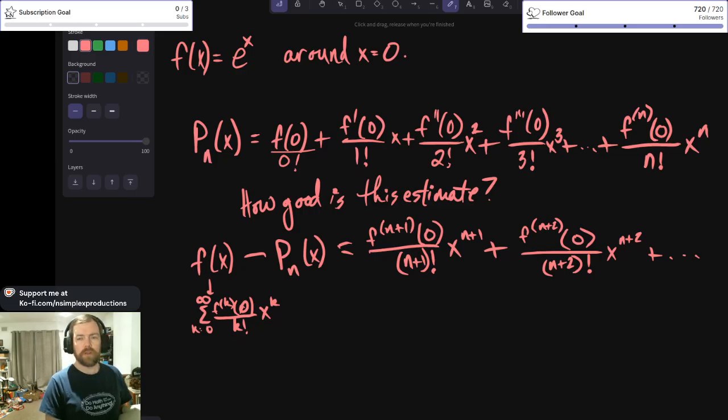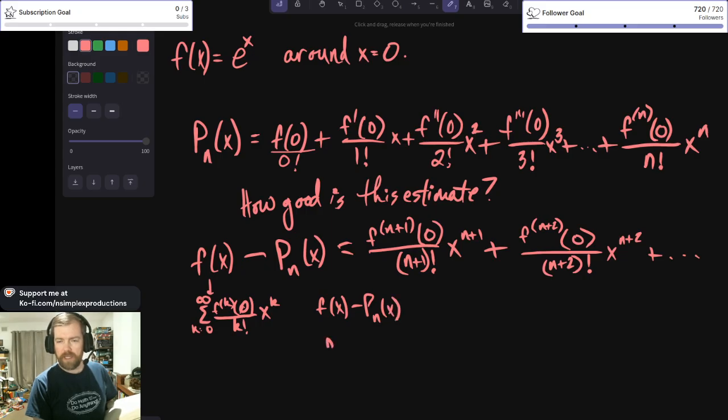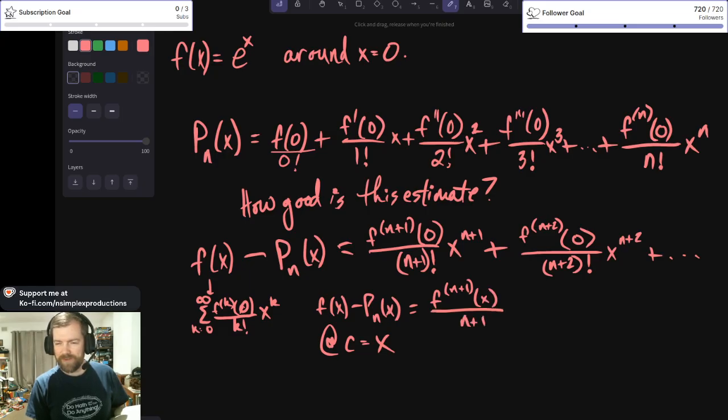And we could also look at this and say, okay, look, if we selected for, rather than 0, our c value that we're plugging in to f at c and f prime at c and f double prime at c, etc., were instead f at x minus p n at x taken at c equals just some x value, any particular x value, then we would have the n plus 1th derivative at x over n plus 1 factorial times x to the n plus 1 plus same thing here.